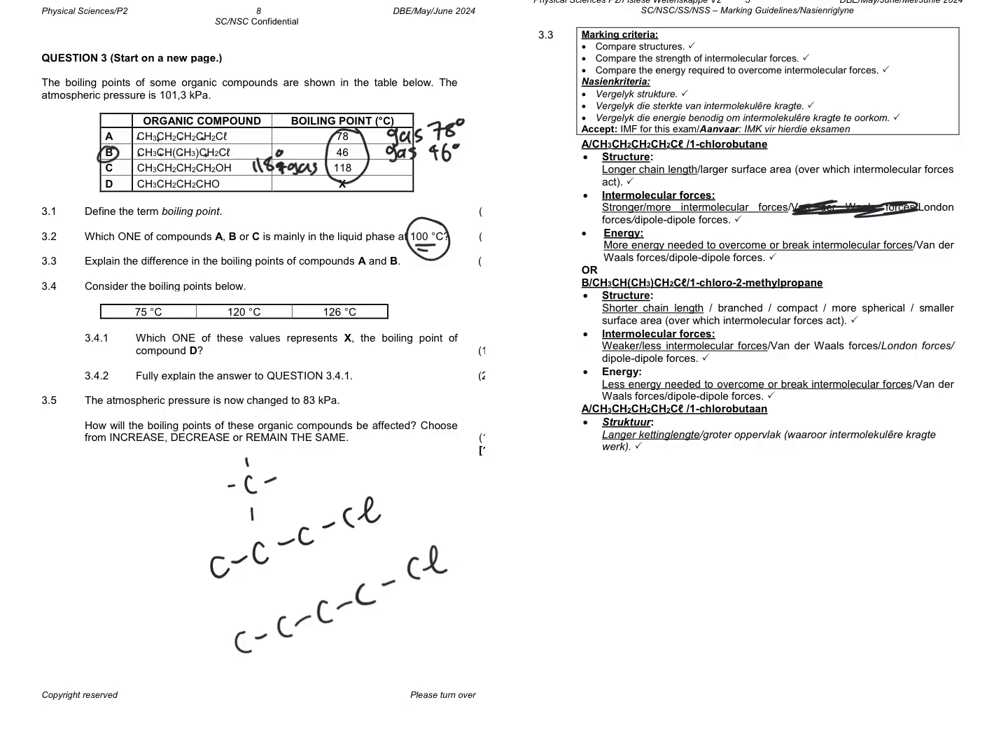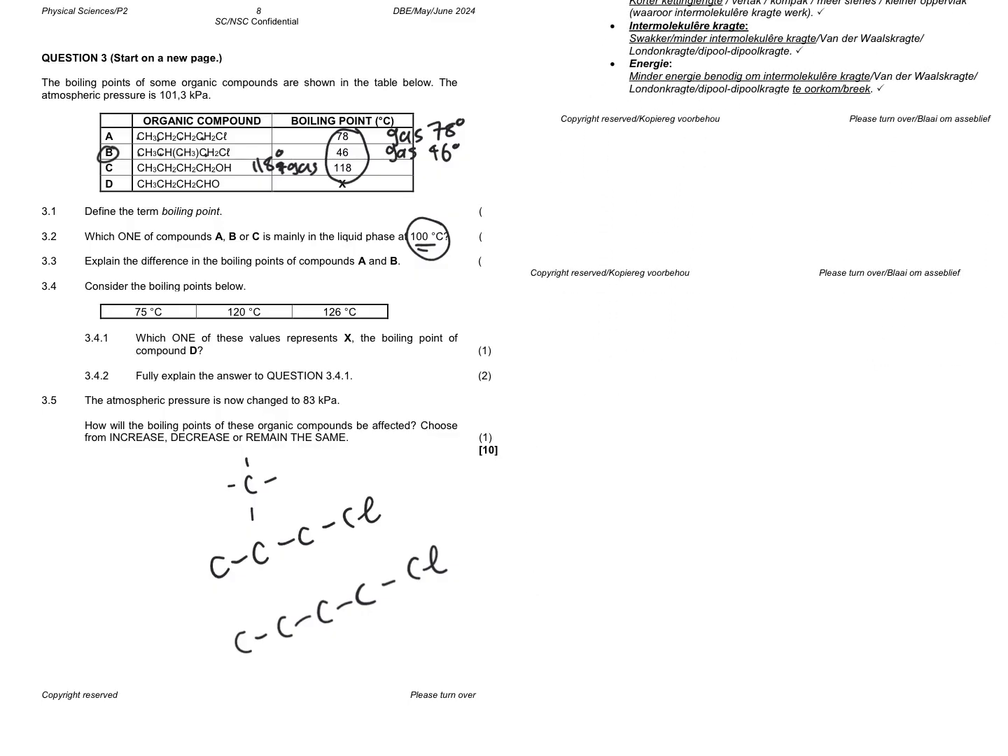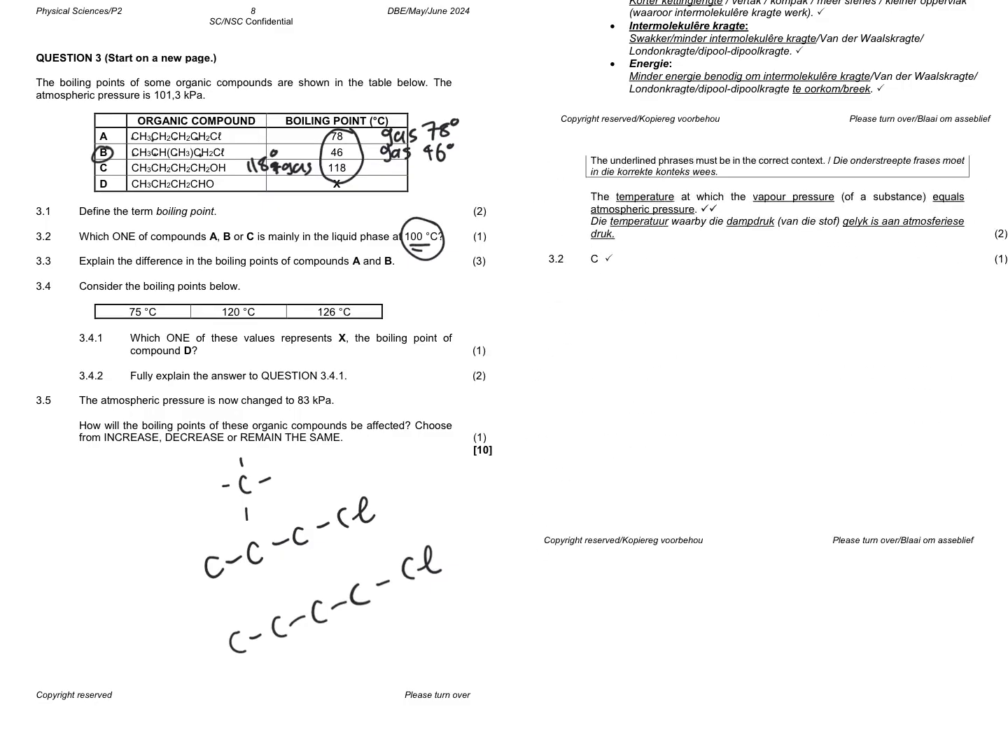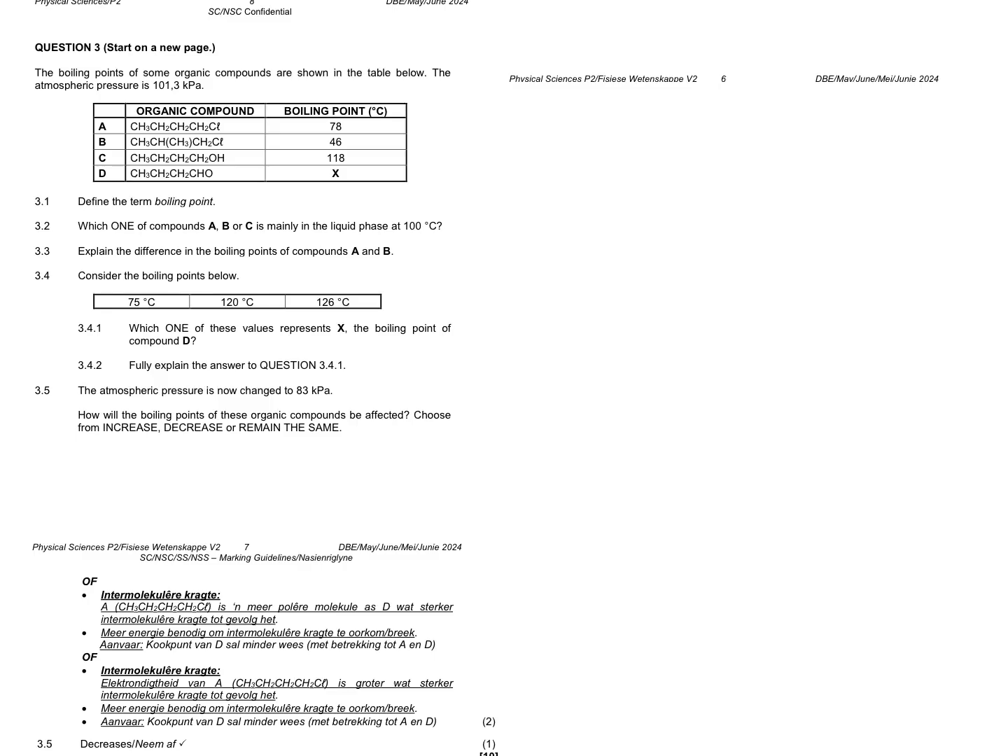So now, if we can just go to the next one, which is basically the same thing. So for 3.4.1, which I don't have in there, I think I have it down here somewhere. Oh goodness, have I lost 3.4.1? I think it's here. No, oh goodness. Okay, so here's 3.4.1. Which one of these values represents X, the boiling point of compound D?